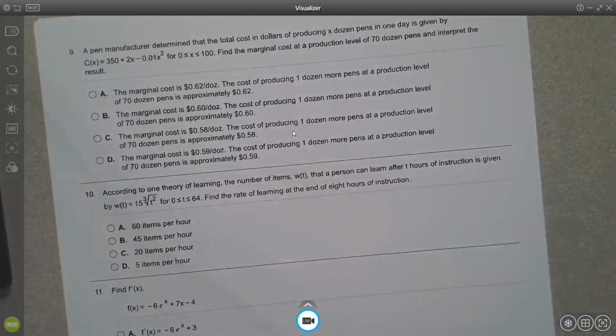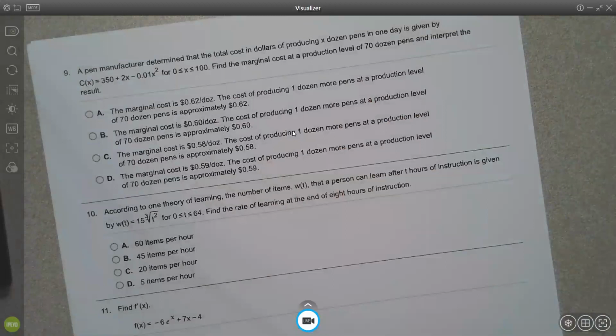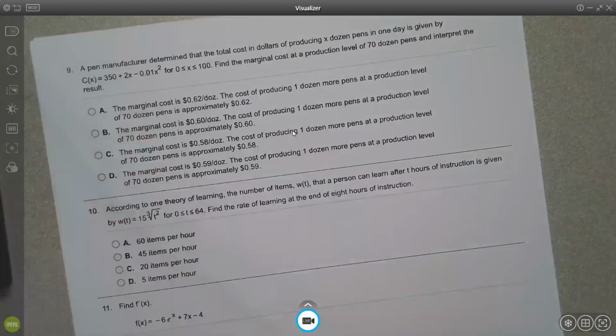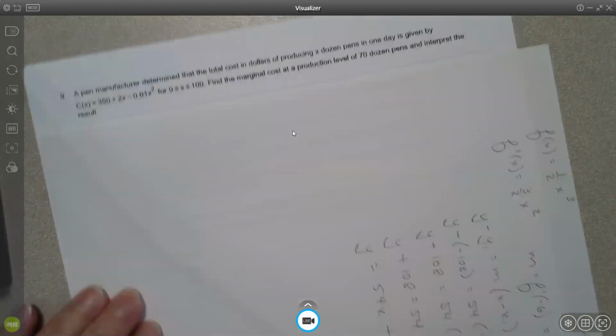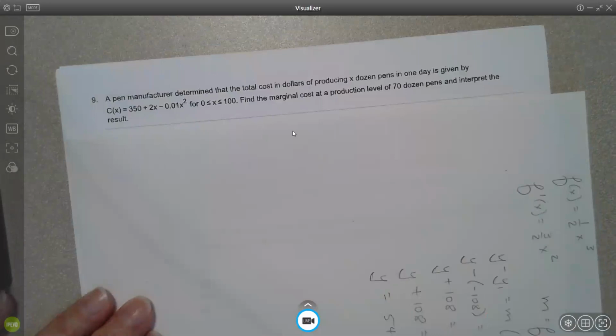You see the word marginal. What does that tell you to do? Derivative. So you need to go get the derivative of that cost function. Let me cover it up for right now. So I've got a pen manufacturer determined that the total cost in dollars of producing X dozen pens in one day is given by this function. Find the marginal cost at a production level of 70 dozen pens and interpret the result.